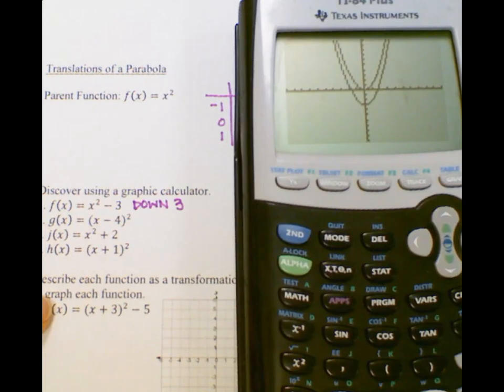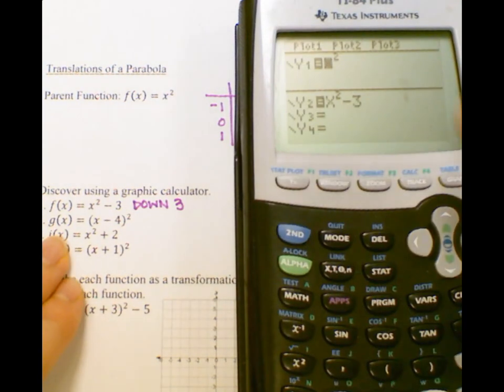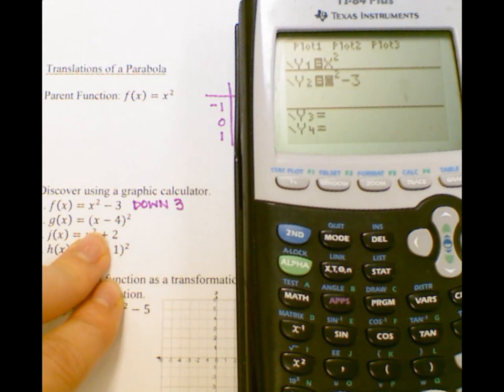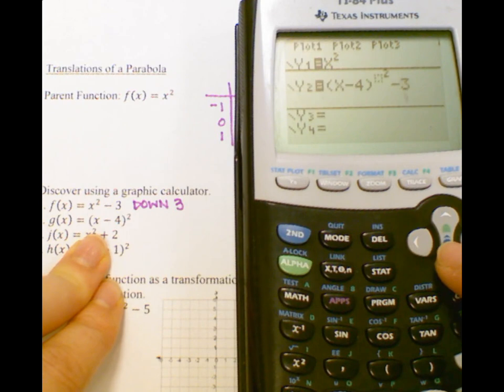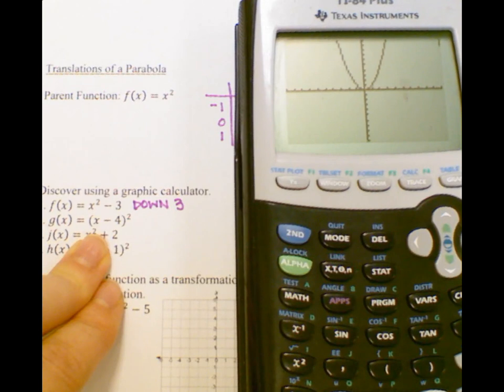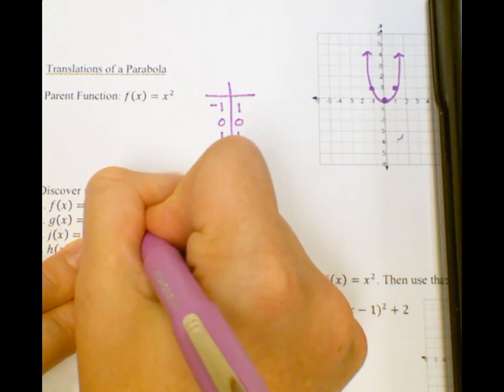All right, so let's now go back to your y equals. Let's do another. Keep your parent up there. Now let's do the second one. So I want parentheses x minus 4 squared. Hit your graph. Let's see what this one does. There's my parent, and there's my other one. So what did it do? It moved my parent left or right? Right 4.